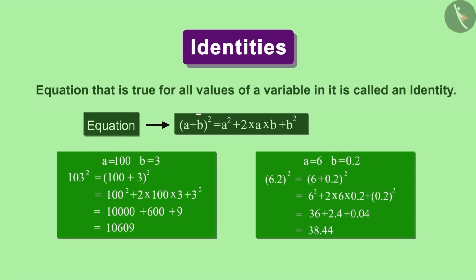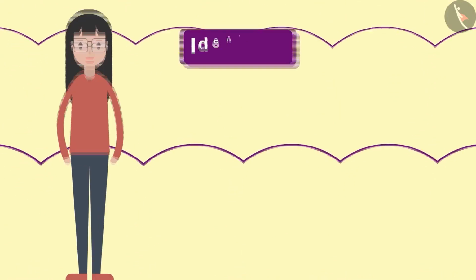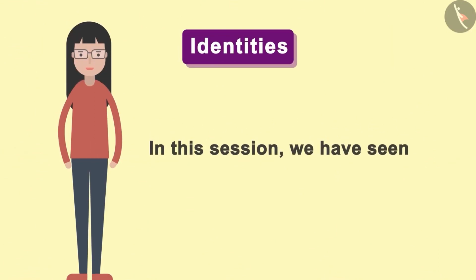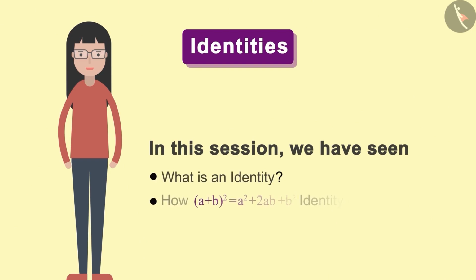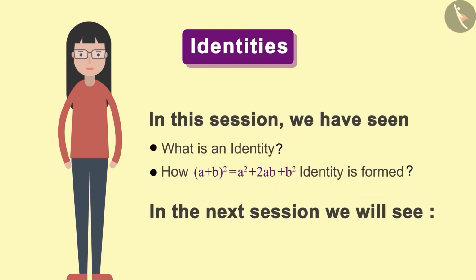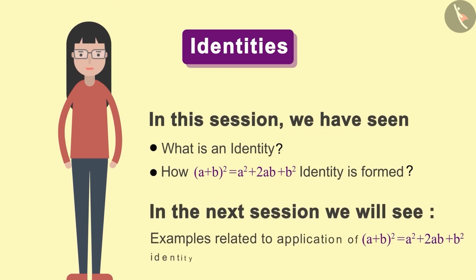For any value of a and b, the expression on the left side is equal to the expression on the right side. In this session, we have seen what an identity is. We have also seen the proof of this identity. In the next session, we will see some more examples of this identity.